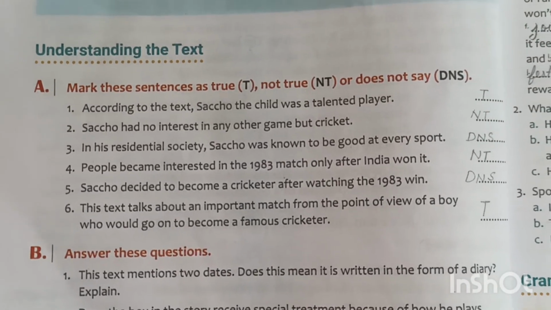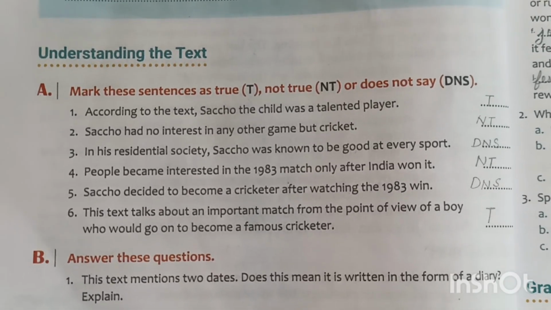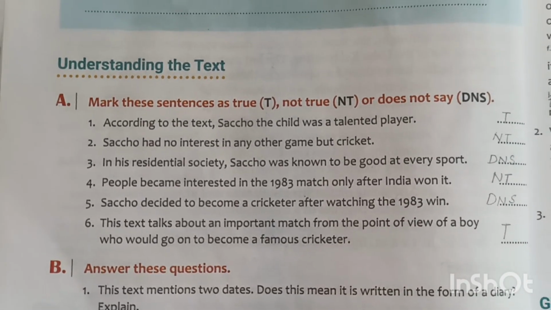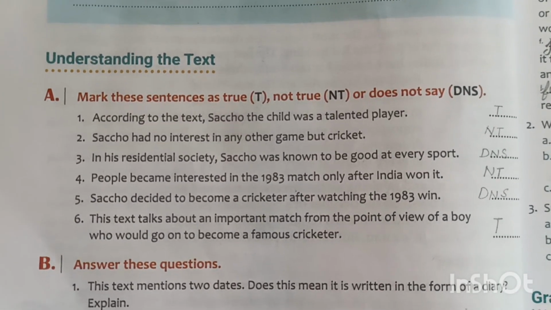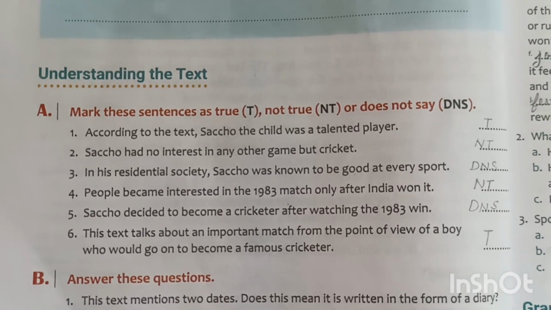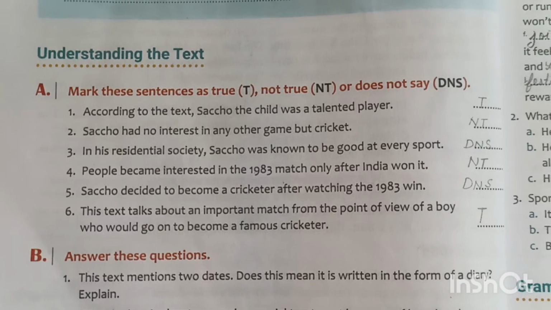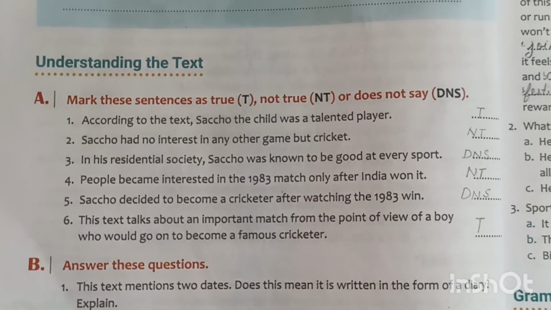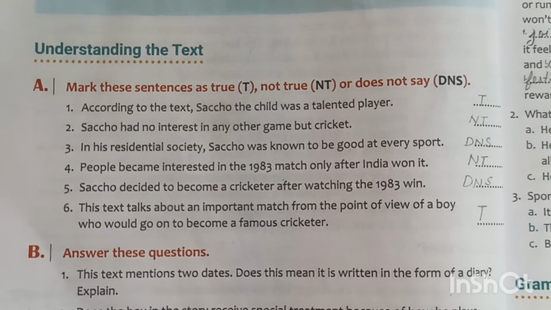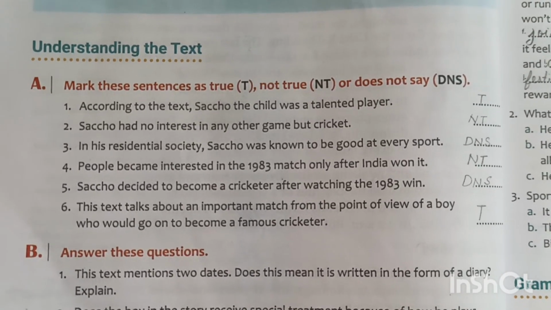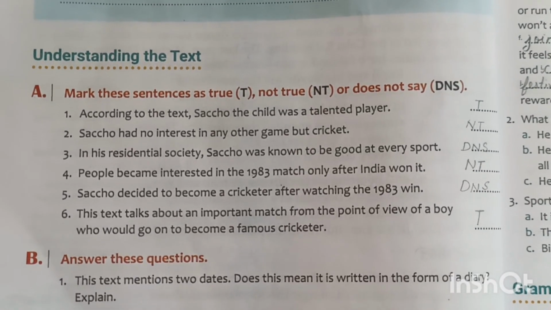Number 3. In his residential society, Saccho was known to be good at every sport. So does not say, DNS. Number 4. People became interested in the 1983 match only after India won it. Not true. Number 5. Saccho decided to become a cricketer after watching the 1983 win. Does not say, DNS. Number 6. This text talks about an important match from the point of view of a boy who would go on to become a famous cricketer. That is true.